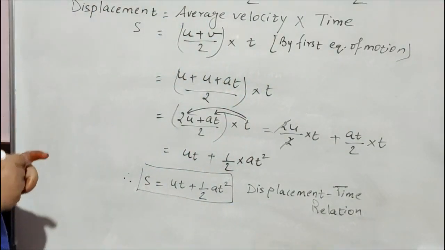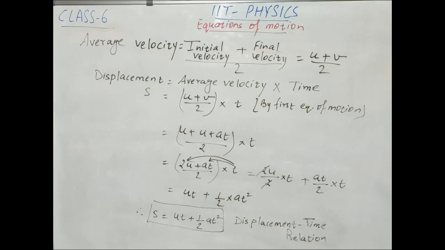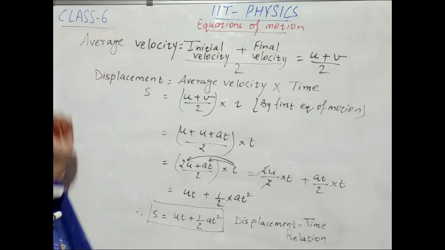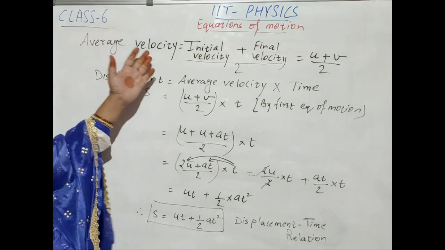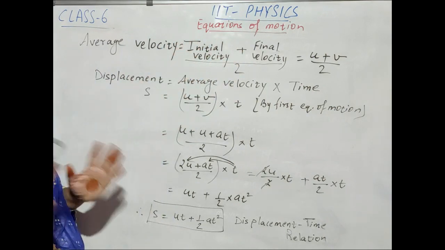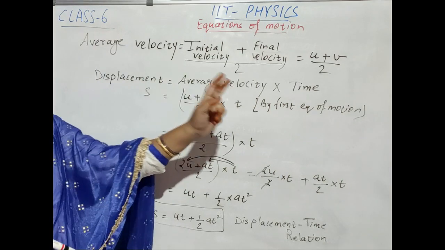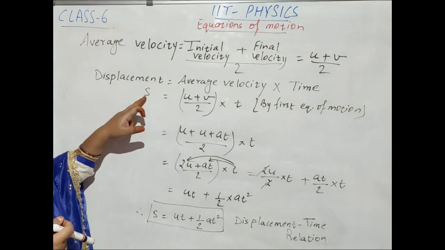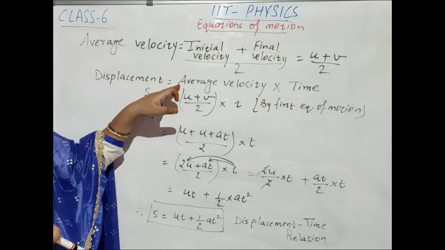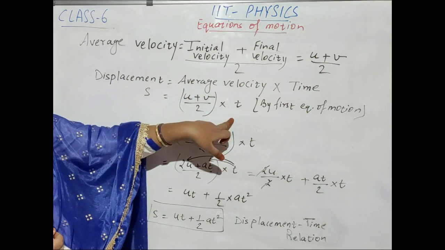Okay children, I hope you are understanding. Displacement of a moving body we can find by finding its average velocity. Average velocity is equal to what? Initial velocity plus final velocity by 2, u plus v by 2. That is average velocity. Displacement is equal to average velocity into time. Displacement denoted by S. Average velocity equal to u plus v by 2 into time t.